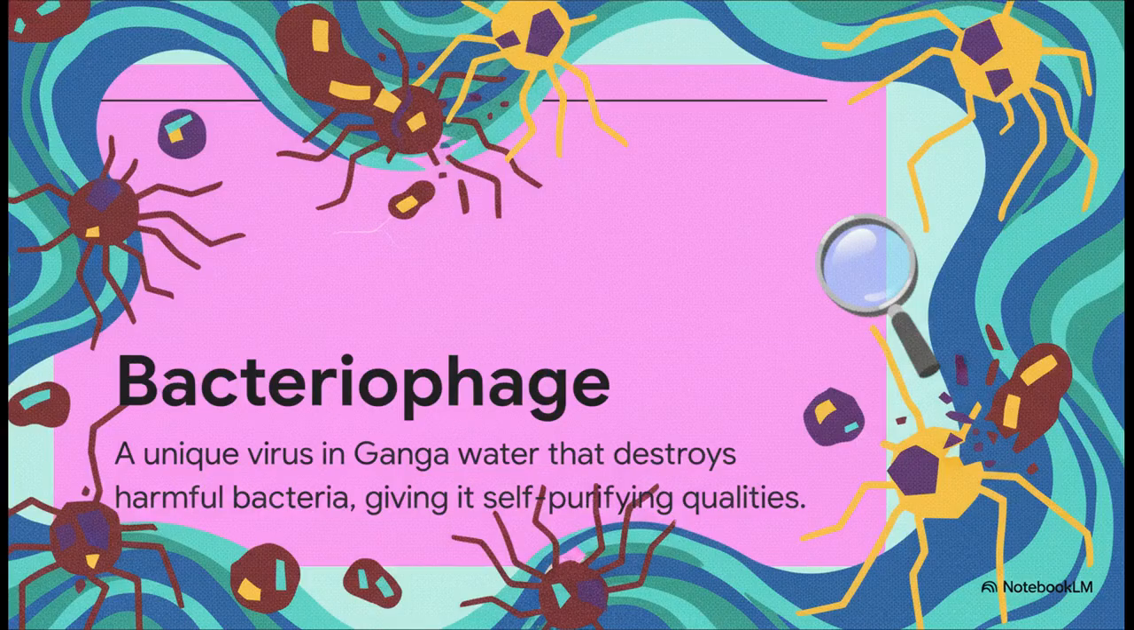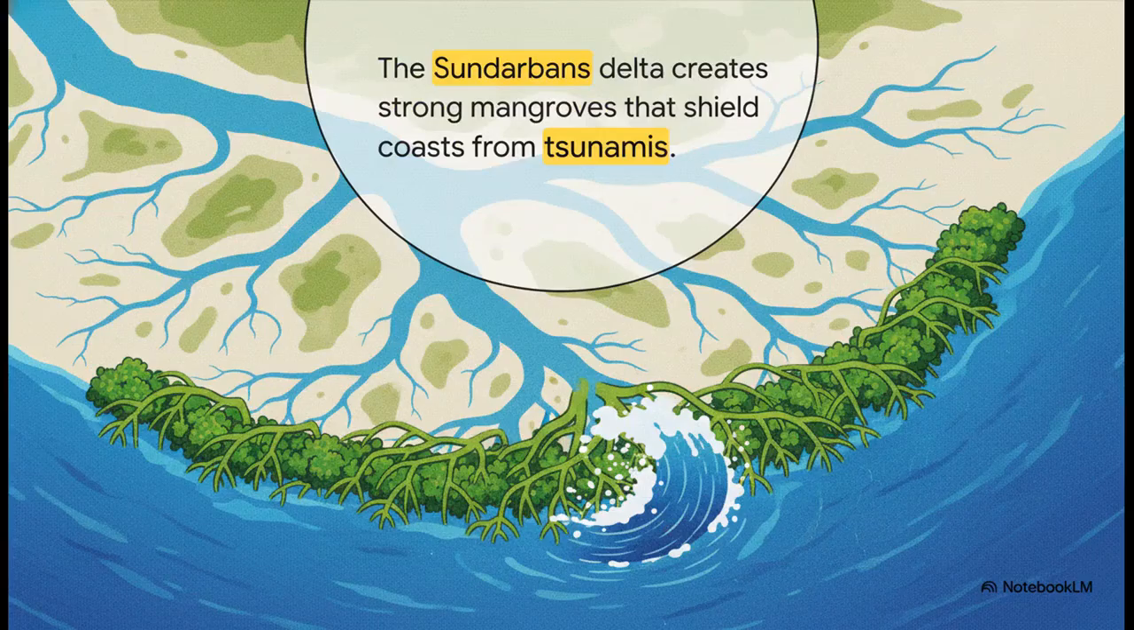Now, this next fact is highly testable, and frankly, it's just mind-blowing. Have you ever wondered about the scientific reason behind the Ganga's famous water purity? Well, the water actually contains a unique virus called a bacteriophage. These phages literally hunt down and destroy harmful bacteria, preventing the water from spoiling quickly and giving the river its legendary, almost magical self-purifying properties. How cool is that?